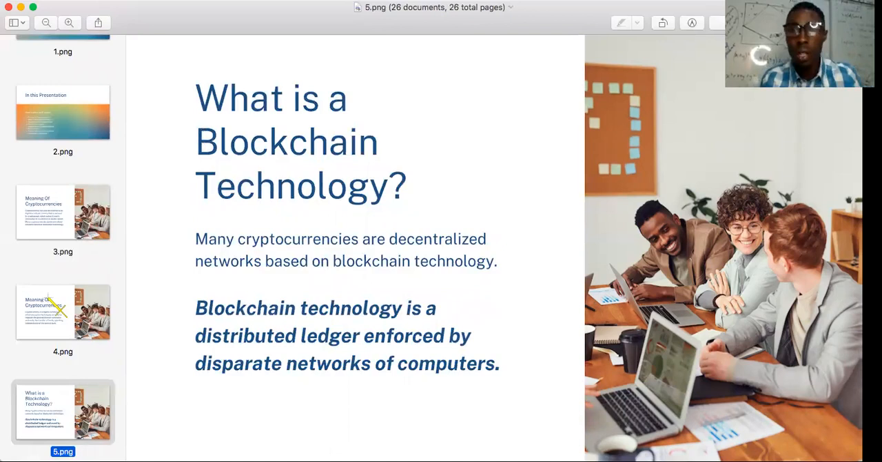Now, what is blockchain technology? A blockchain technology is a distributed ledger enforced by a disparate network of computers. So many cryptocurrencies use blockchain technology. One way for you to understand blockchain technology is a network of computers connected to one another. Let's say, for example, in a normal scenario, if you transfer money from Mr. A to Mr. B, most of the people that will be aware are your bank, Mr. A and B's banks, then the central authority.